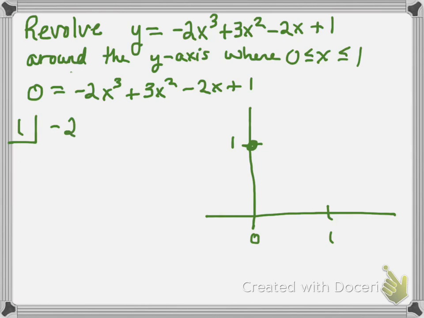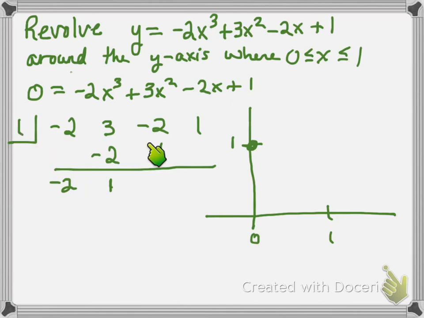So I've got -2. Put your coefficients down. Going to refresh your memory on synthetic division. That's why I wanted to do this. I want to pull down this -2. Multiply these together. That gives me -2. Add these together. That gives me 1. 1 times 1 is 1. -2 plus 1 is -1. -1 times 1 is -1. And I get a 0.